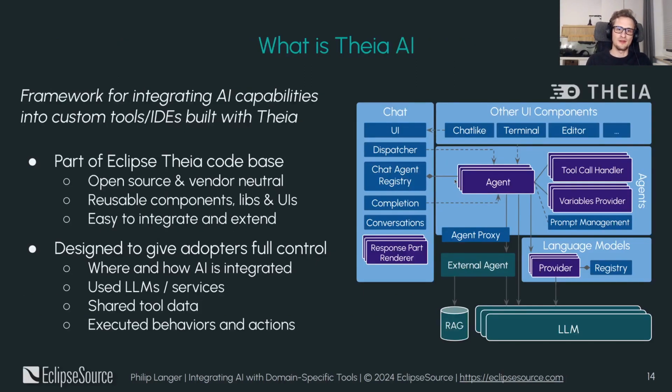So let's have a look at how to implement such tool integrations. As I mentioned before, all these techniques I'm talking about are generic and can be applied everywhere, but I will demonstrate them based on a new framework that we've been developing together with the community in the Theia ecosystem, and that's called Theia AI. Theia AI is a framework for integrating AI capabilities into custom tools, IDEs built with Theia. It's part of the Theia source code, so that means it's also open source, governed by a vendor-neutral open source foundation, and it provides reusable components, libraries, UIs that make it very easy to integrate AI capabilities.